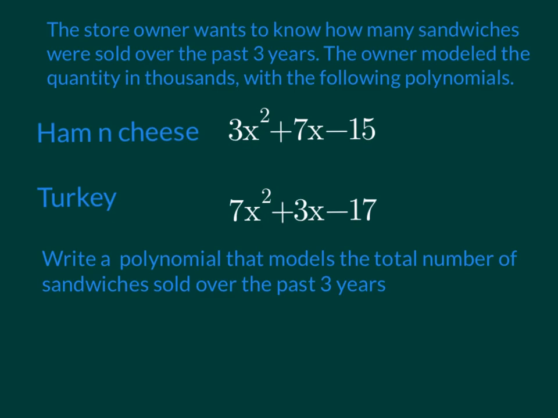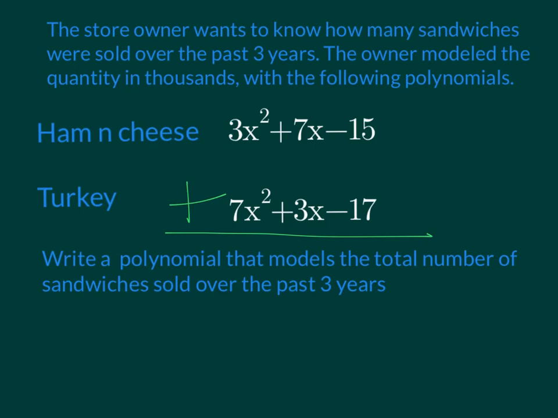All right, next one. The store owner wants to know how many sandwiches were sold over the past 3 years. The owner modeled the quantity in thousands with the following polynomials. So ham and cheese sandwiches, they had 3x squared plus 7x minus 15. In turkey, they had 7x squared plus 3x minus 17. Write a polynomial that models the total number of sandwiches sold over the past 3 years. Okay, so total means we are going to add. It's nice because they're lined up. These are like terms, so I can add them. These are like terms, and then these are like terms.